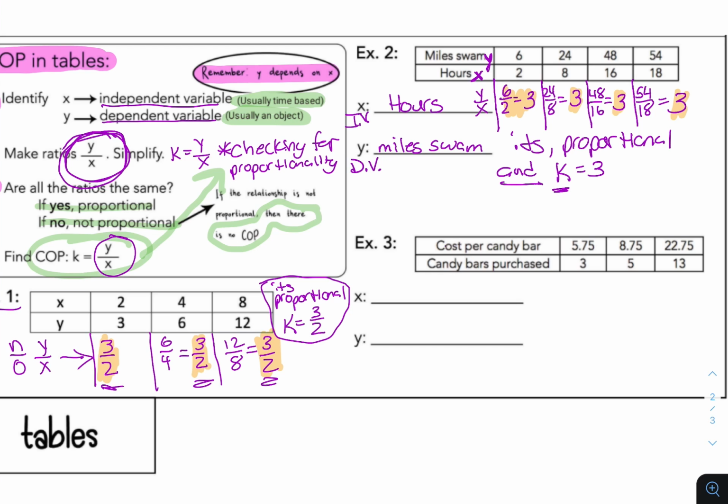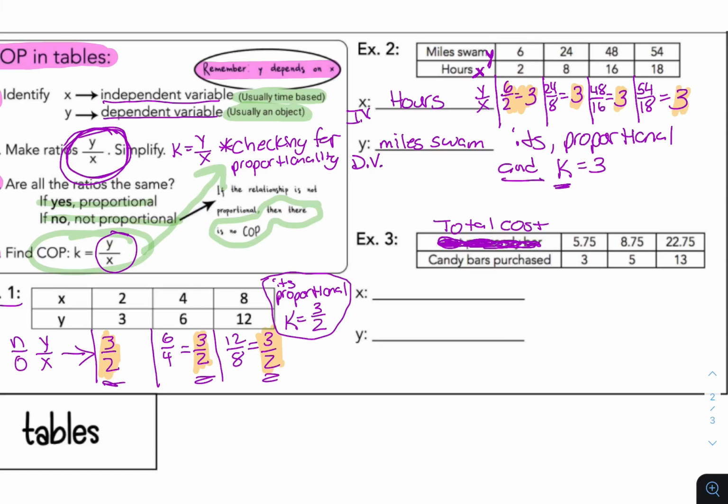Oh, that's right, I forgot. We changed this title to just total cost. Okay, so now let's talk about which one is the independent variable and which one is the dependent variable. The cost depends upon how many candy bars purchased, or how many candy bars purchased depend upon the cost. Which one sounds right?